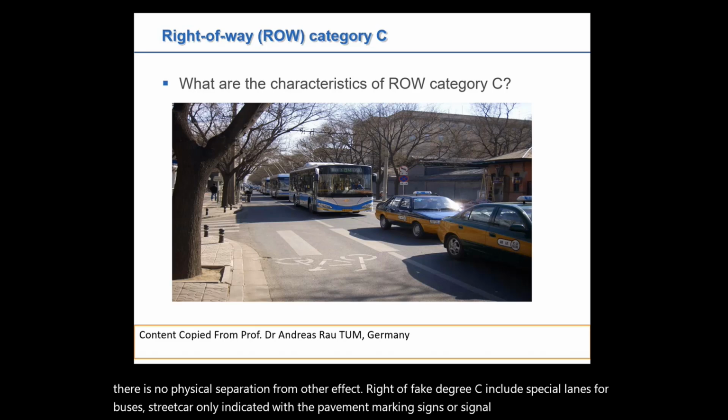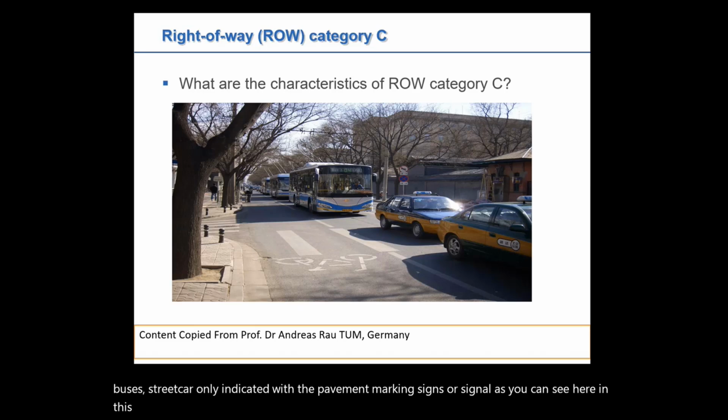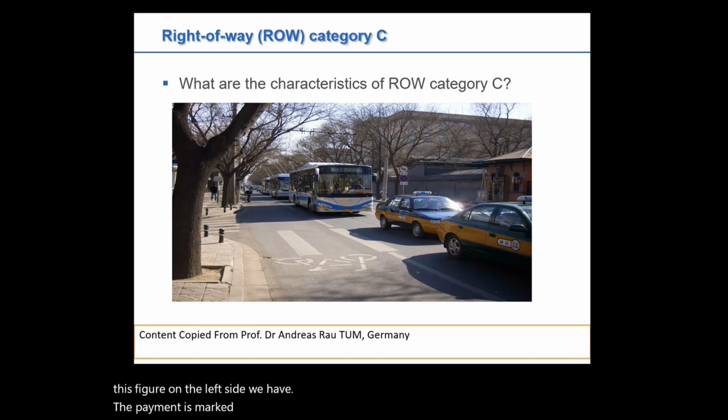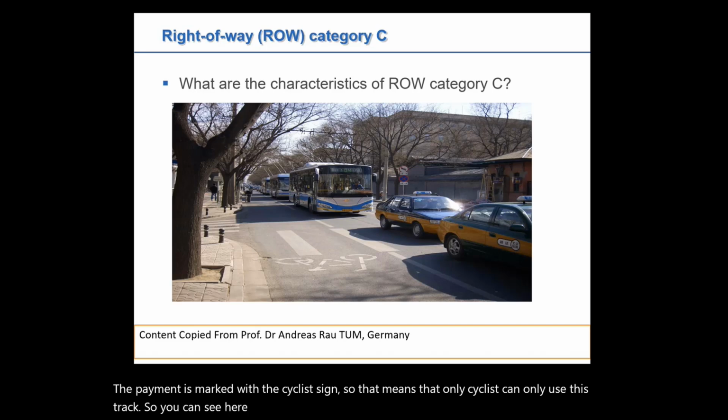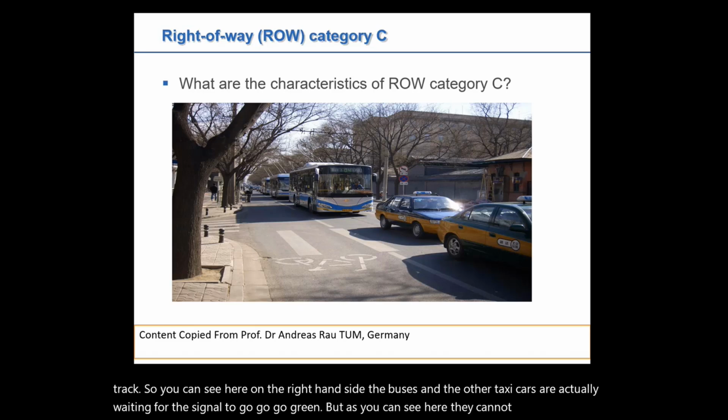As you can see in this figure, on the left side the pavement is marked with the cyclist sign, so that means only cyclists can use this track. On the right-hand side, the buses and the other taxi cars are waiting for the signal to go green, but they cannot use the cyclist portion.